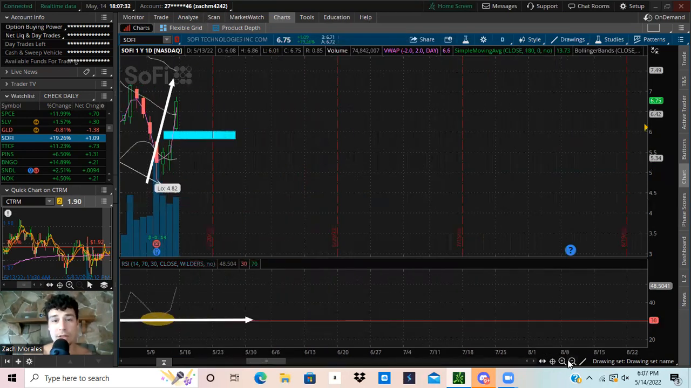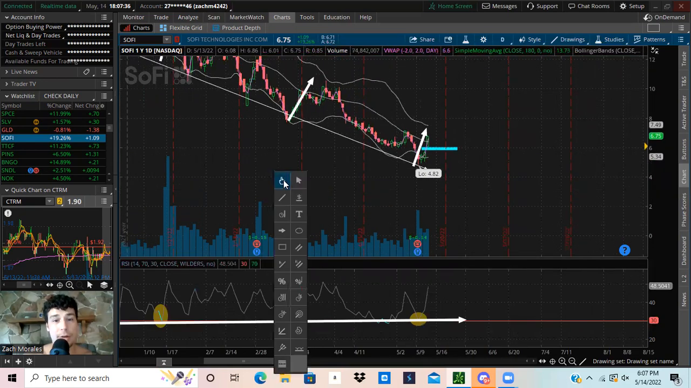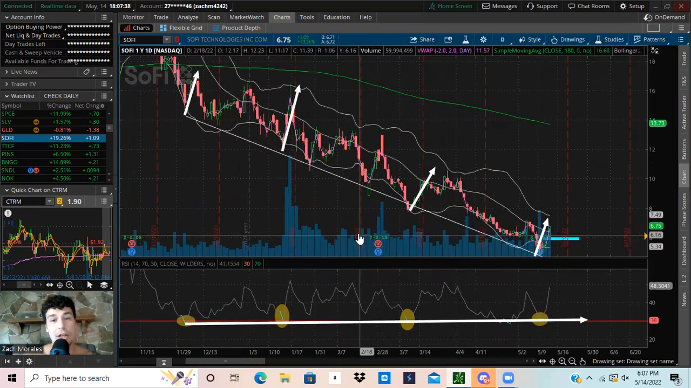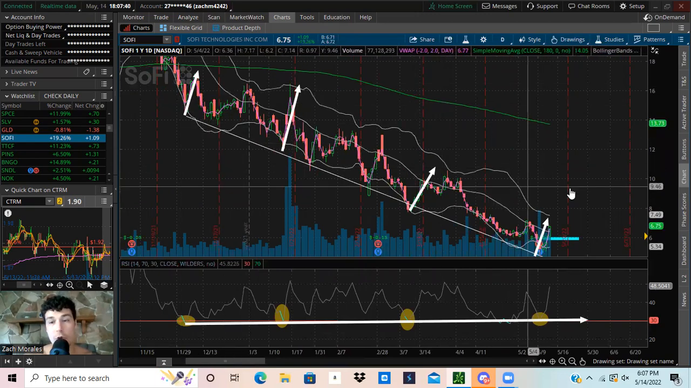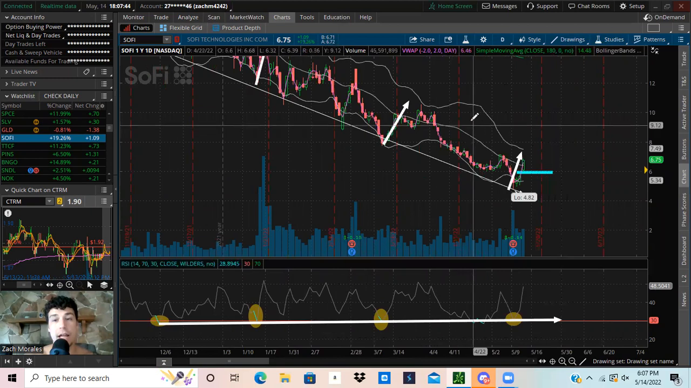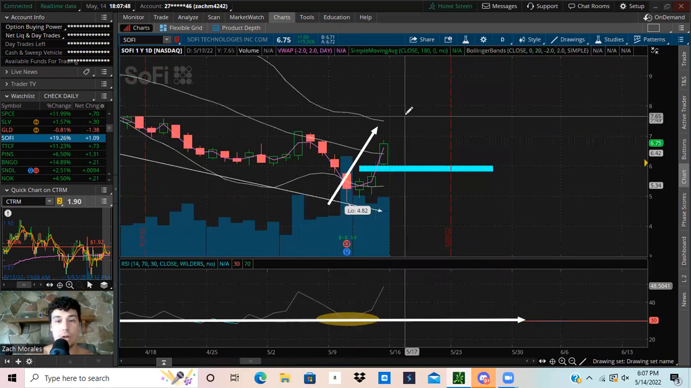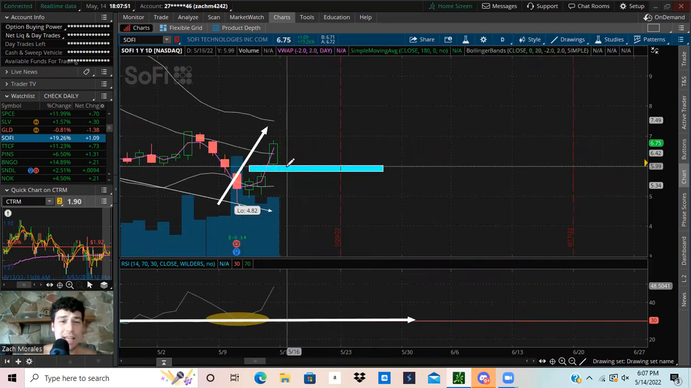Let's zoom out and take a look. What is SoFi in right now? Is it in a bull market or is it in a bear market? It's clearly been in a bear market. It's on a huge downtrend. You know, that's not going to change overnight. That's not going to go away quickly and mysteriously. Okay. So I just want you guys to keep that in mind.